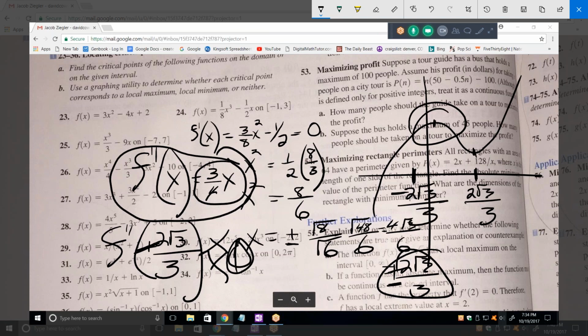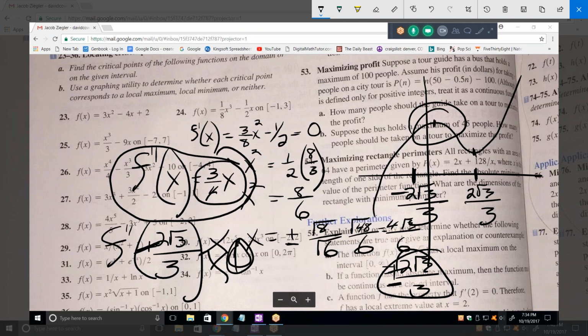And that is by far the easiest way to determine whether you're looking at a local maximum or a local minimum. Once you've discovered that it is one or the other, the second derivative test is the easier one. Usually because you can take the second derivative pretty quickly and evaluate it pretty quickly.